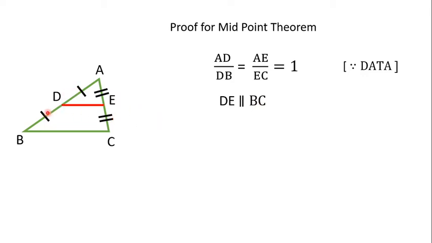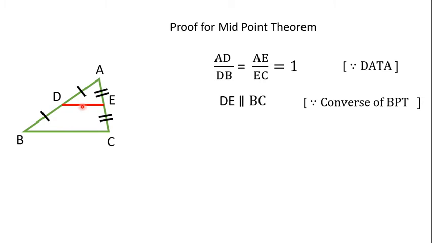If AD by DB is equal to AE by EC, can you not immediately conclude that DE is parallel to BC? The reason being, yes, the converse of basic proportionality theorem, which states that if a straight line is drawn in such a way that it divides the two sides of a triangle proportionally, here it is equal to 1, then the straight line has to be parallel to the third side. So one part we have proved.